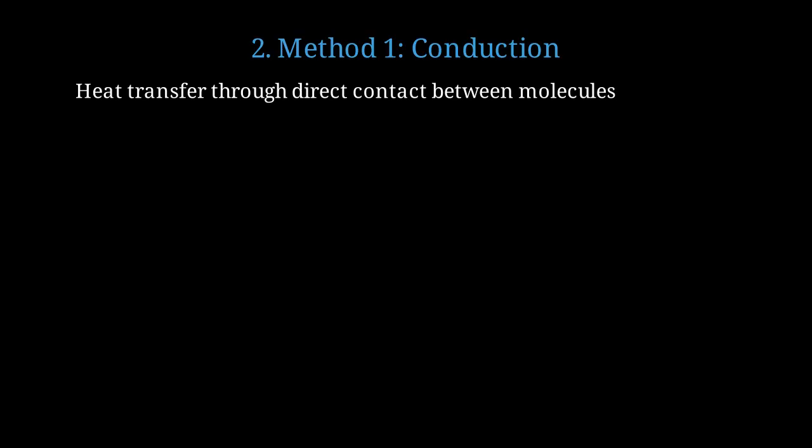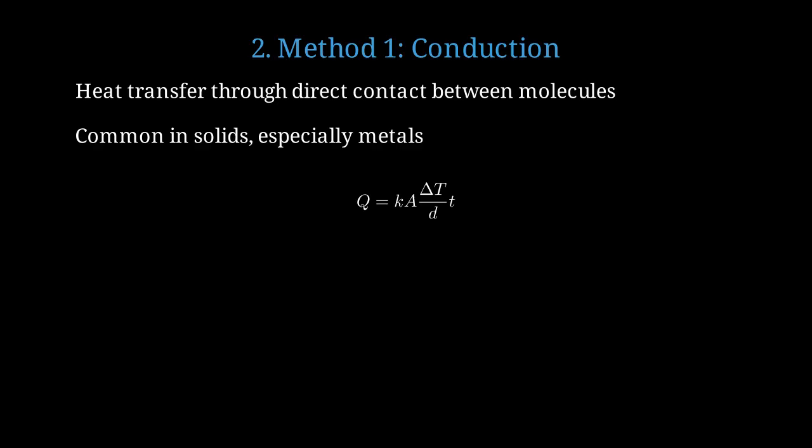The first method of heat transfer is conduction, which happens through direct contact. Conduction occurs when heat transfers through direct contact, as vibrating molecules collide with neighboring molecules. Conduction is most common in solids, especially metals, which are excellent heat conductors. The rate of heat conduction is proportional to thermal conductivity K, area A, temperature difference, and inversely proportional to distance d.